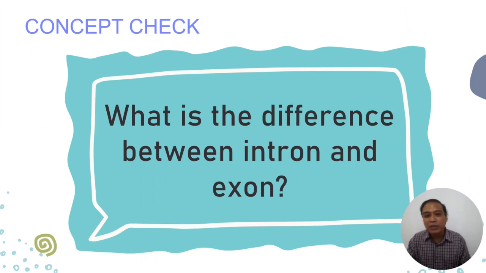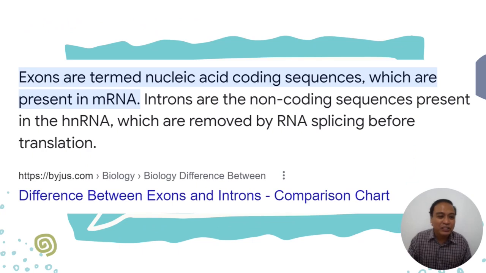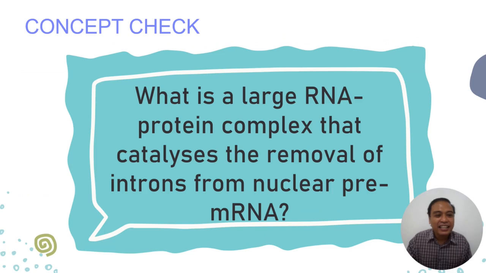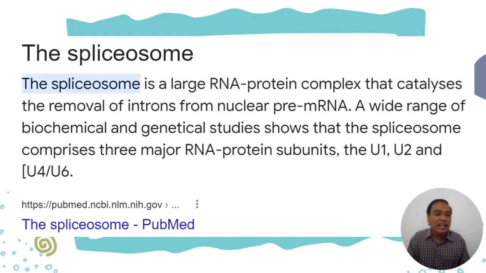What is the difference between intron and exon? Well, the answer to that is the exons are nucleic acid coding sequences, while the introns are non-coding sequences present in the hnRNA, which would be the pre-mRNA. Okay, what is a large RNA protein complex that catalyzes the removal of introns from nuclear pre-mRNA? The answer to that is the spliceosome.